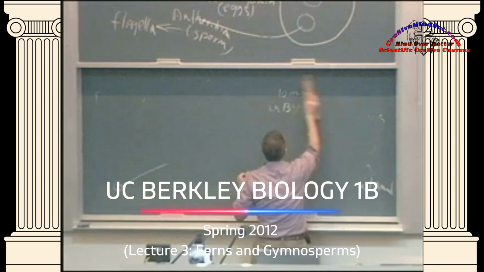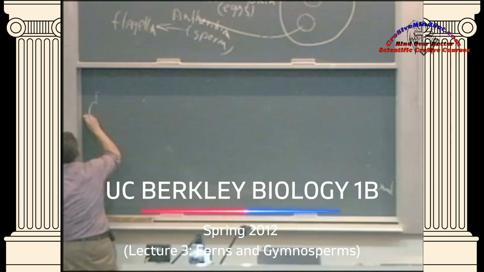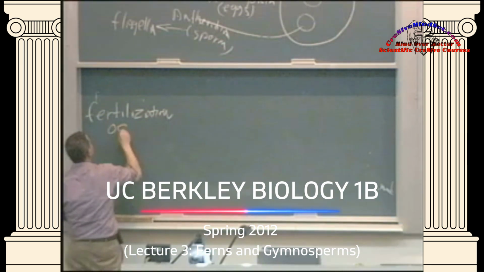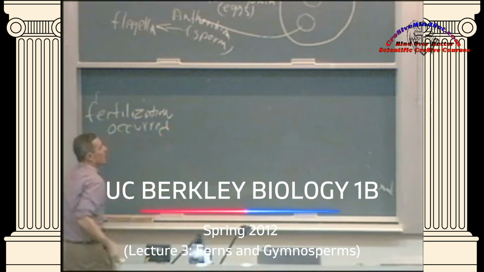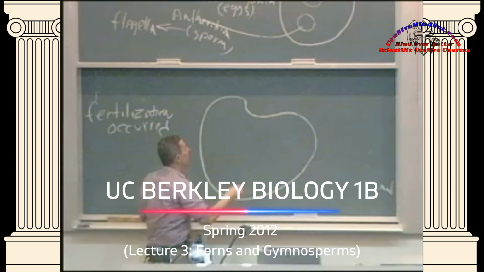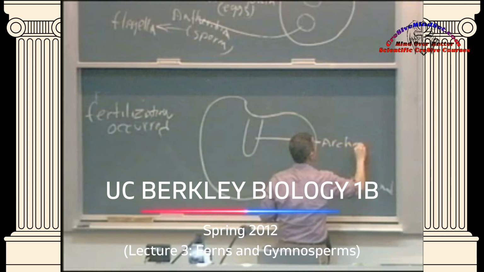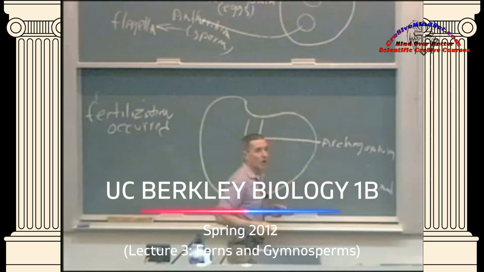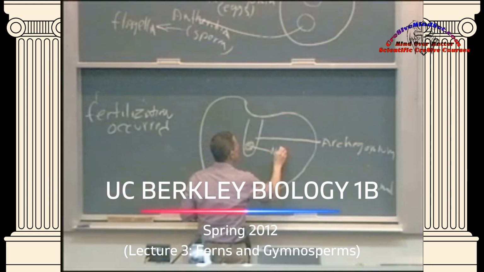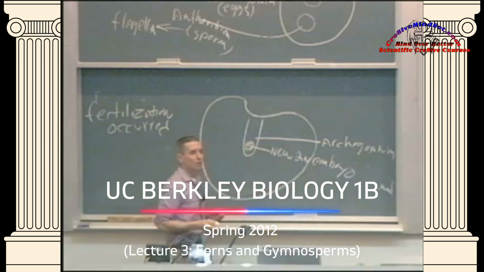Now, let's take a look at one of these gametophytes after fertilization has occurred. And I'll show you a slide of this as well. So we've had fertilization. Fertilization has occurred. And so we're going to look now at the gametophyte, and I'm going to draw for you just one archegonium, although there are usually many. In this archegonium is the new 2N embryo.